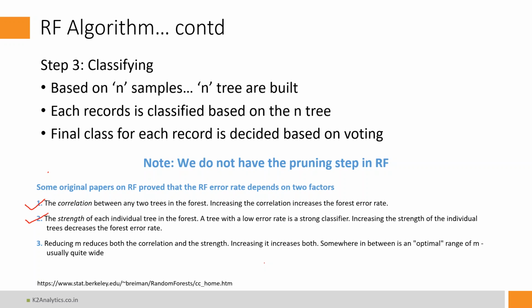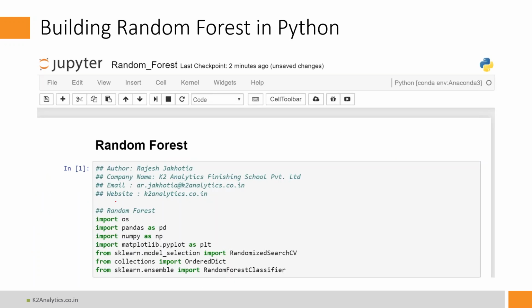However, too small an m will lead to weak trees. On one side I want to have strong trees, on the other side I want the trees not to be correlated with each other. So we need to find the optimization between correlation and strength of the trees, and somewhere in between we will have our optimal m. These are the concepts of the random forest algorithm. Now we will see how to go about building a random forest model in Python.